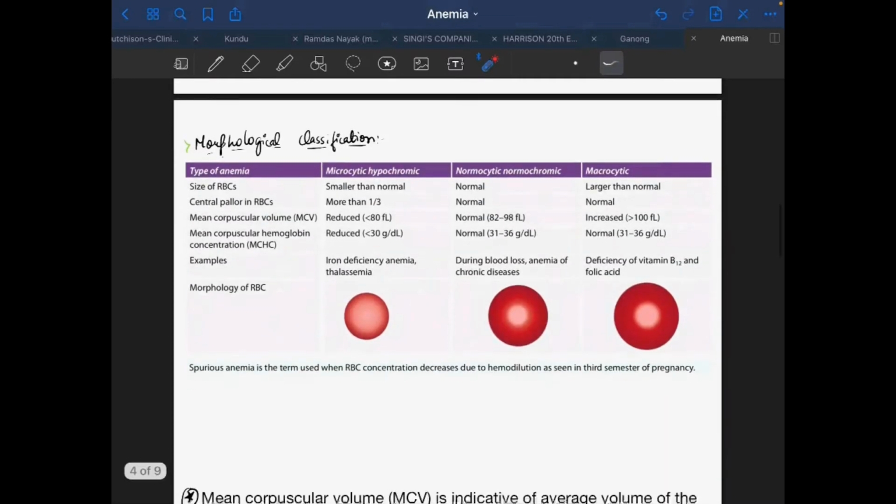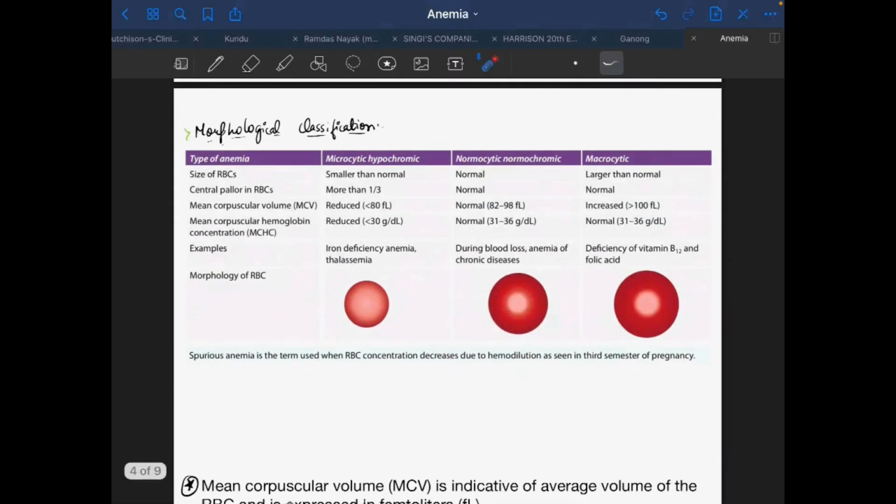Now, to begin with, let's first classify anemia morphologically. So, morphologically, anemia is classified into microcytic anemia, normocytic normochromic anemia, and macrocytic anemia. The further explanation of each of these will happen when we discuss the subsequent diseases. It is just the classification which we have to know now.